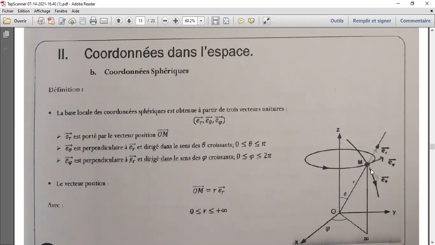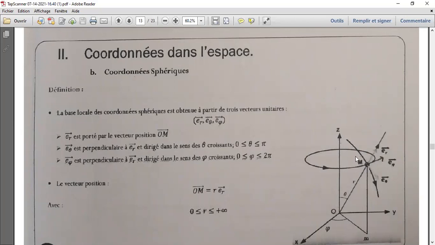E theta is a vector which gives the movement of a point in a sphere sideways, laterally. When the point is moving sideways, the direction it gets is theta, the angle theta. Then the vector E phi shows the direction of what? It shows the direction of a point around the circle which is under the equatorial plane. This circle is the horizontal one.